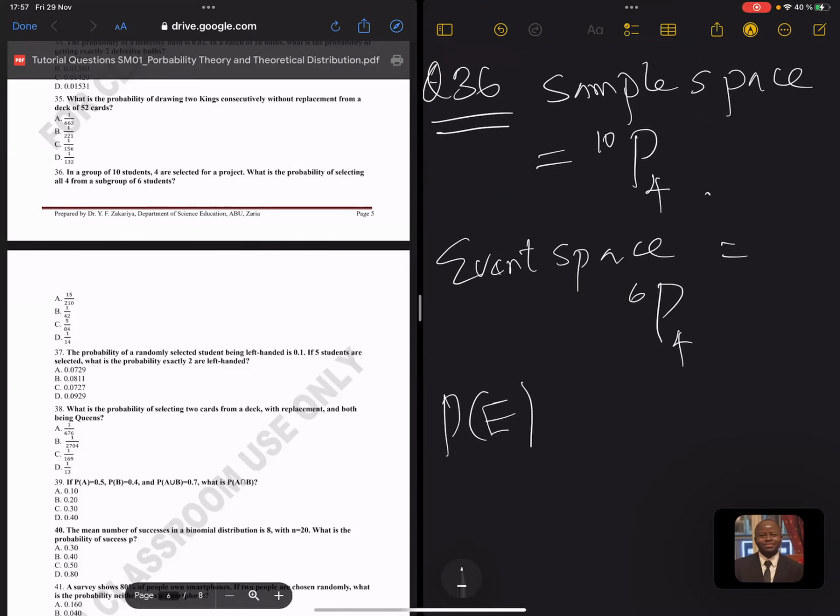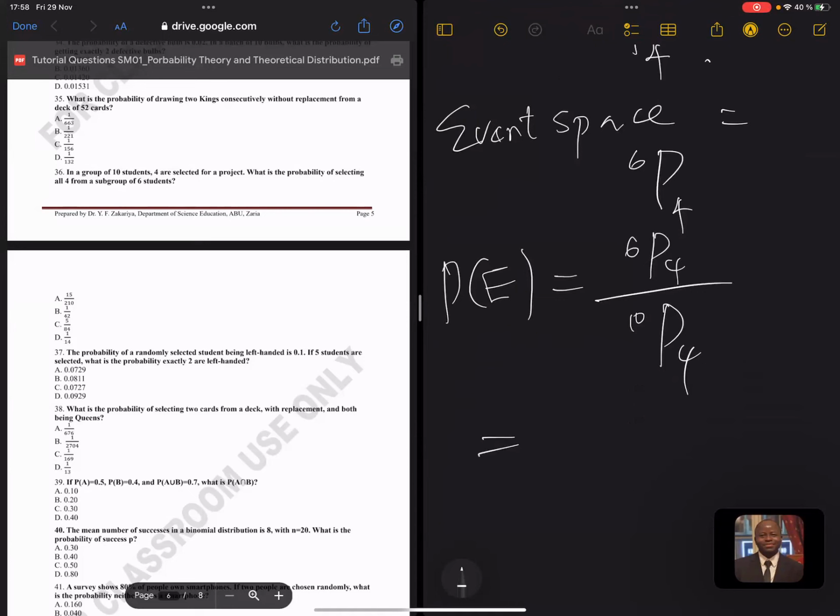So the probability that we are looking for, of the whole event, will now be the favorable outcome over the total number of what? Sample space. And what is 6 permutation 4? 6 factorial divided by what? 4 factorial. Divided by, what is 10 permutation 4? 10 factorial divided by what? 6. No, 4 again. Where's my 10?